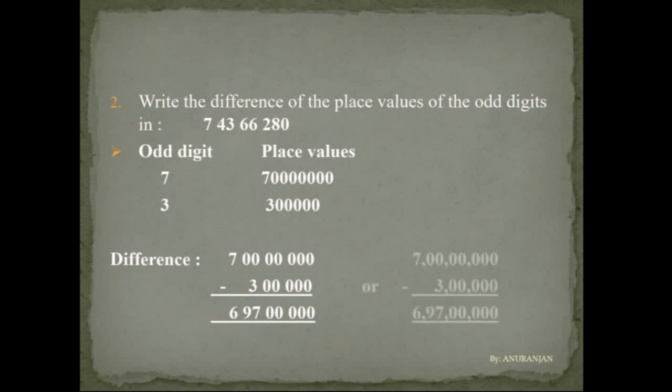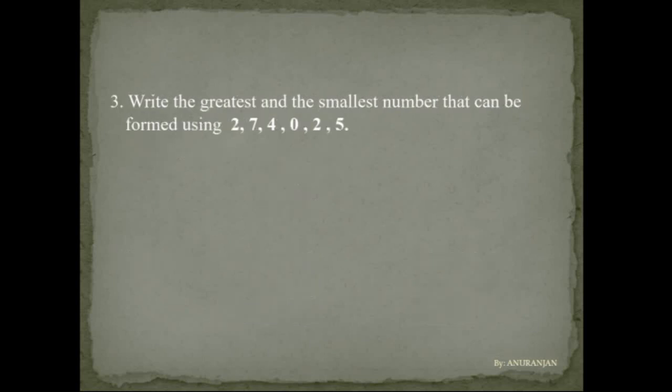Is that clear? Or we can write it this way using commas. Remember, it will be much more preferable if you use commas to be on the safe side. Write the greatest and the smallest number that can be formed using 2, 7, 4, 0, 2, 5. Now be careful, this is not the number given here, these are the digits given individually. You have to write the greatest and the smallest number that can be formed.